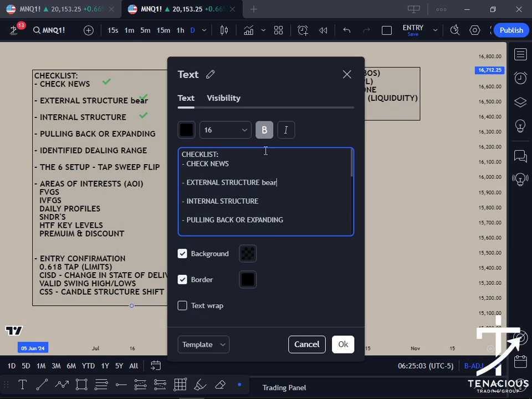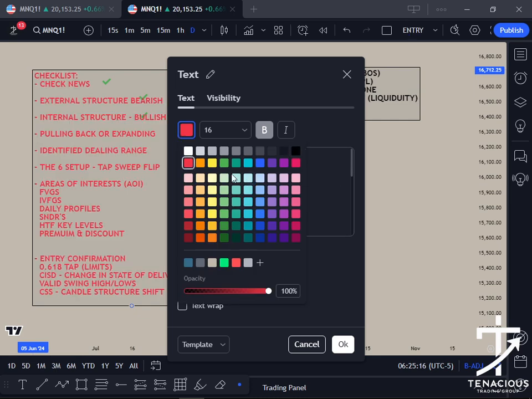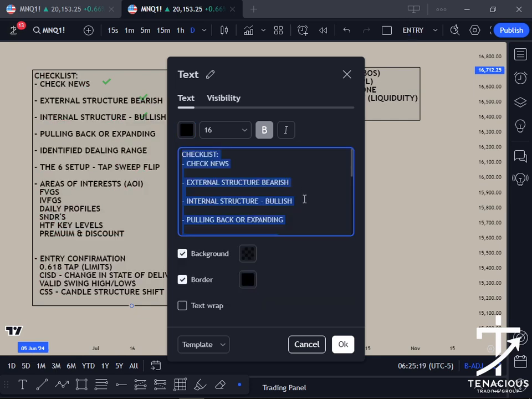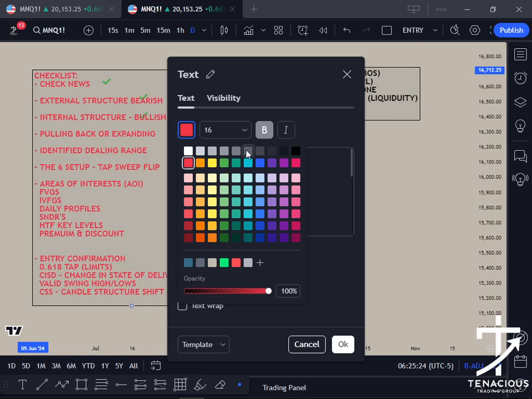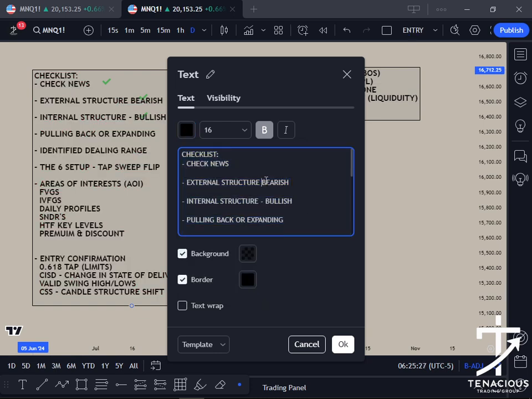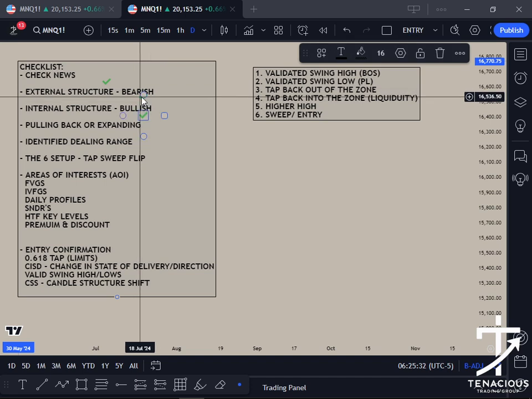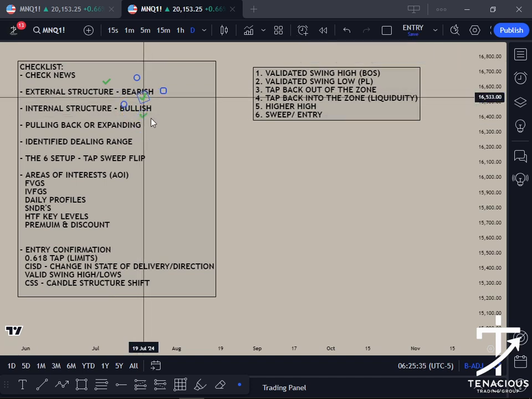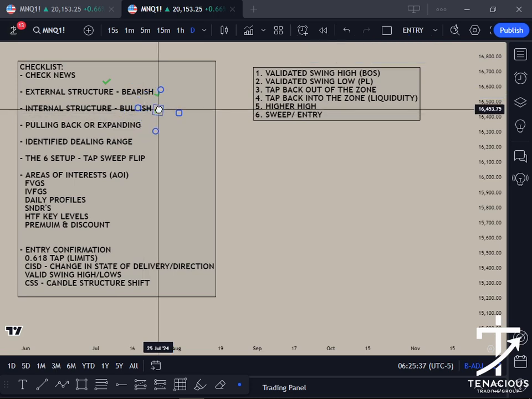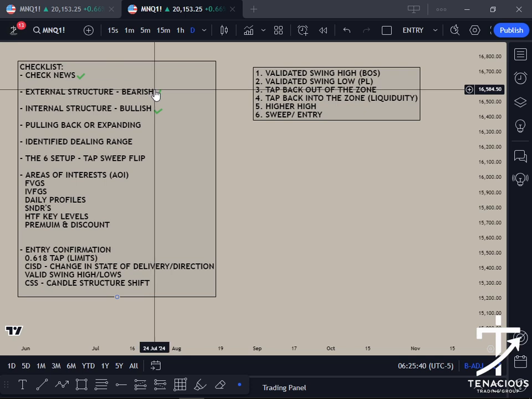So we are bearish, and then internally we are bullish. No, I did not want to do that. Okay, never mind that. And we are bullish. We've checked our news.